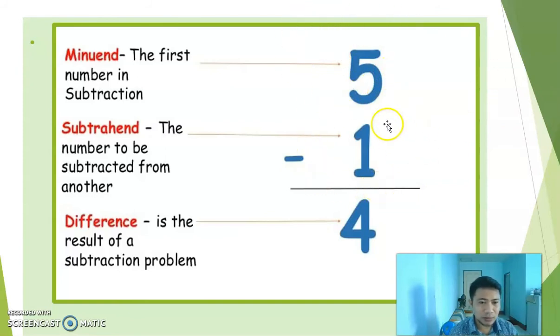And of course, the number here at the middle, or we can say the second number, we define this also as the number to be subtracted from another. That is your subtrahend. So subtrahend can be spelled as subtrahend. While your minuend, again, the first number in your subtraction sentence, will be spelled as minuend. And of course, 4 here is the answer.